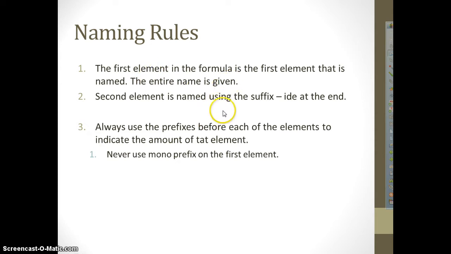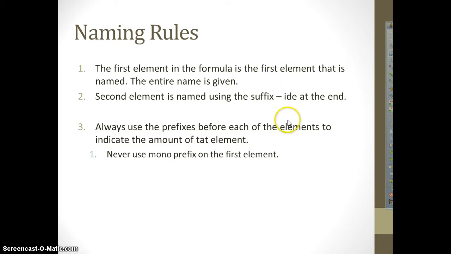Now there are a few things you have to keep track of. However many elements are indicated by your formula, make sure that you put the corresponding prefix in front of that element name, and you list the entire element name as it's given on the periodic table. The second element that is listed in your name corresponds to the second element that's listed in the formula. Obviously we have to put the prefix in front of the word to indicate how many of that atom we have, or that element.